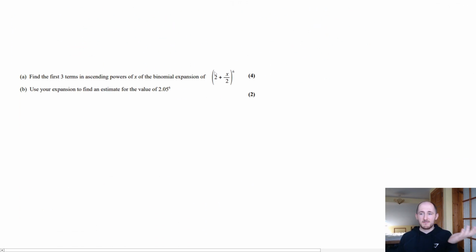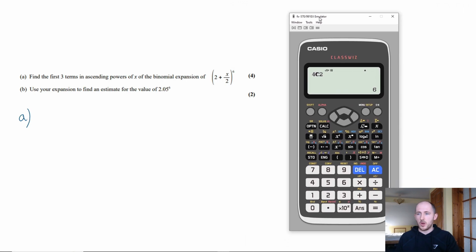Now, of course, we don't always just have x plus 1. We may have 2 plus x over 2 squared, or 2x over 2, sorry. Something along those lines. So let me show you how this works. First thing it says is find the first 3 terms in ascending powers of x. Okay, so what I want you to do now, first thing first, is we're just going to write the coefficients down. So what is our power?